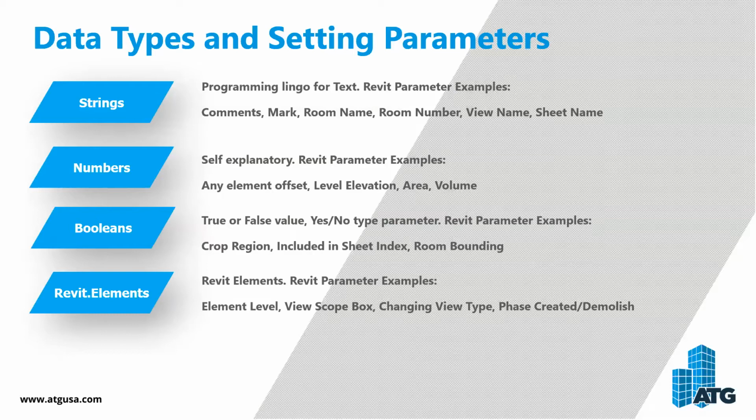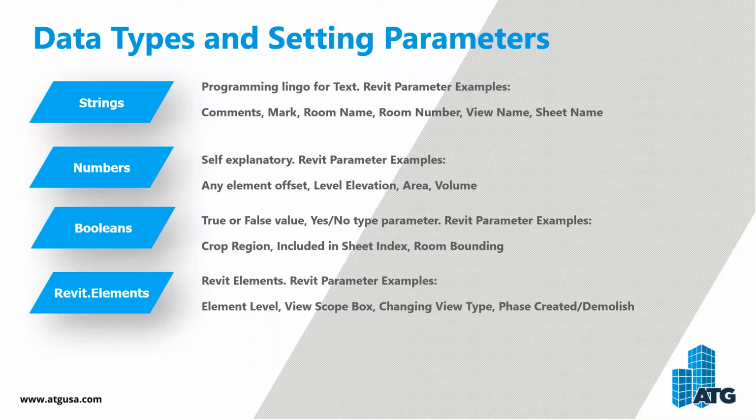The next one are numbers, kind of self-explanatory on what a number is. Revit parameter examples, any element offset. So you place a component on your screen or on your Revit platform, and it's going to deliver you a number, whether it's in the form of a regular number or a floating number with decimal points in there. Level elevation. When you grab that, it's going to give you an actual number, not specifically when you grab the level itself, but when you grab the actual offset of a level or the actual value for that level. Area and volume are also some parameters that will give you a number value.